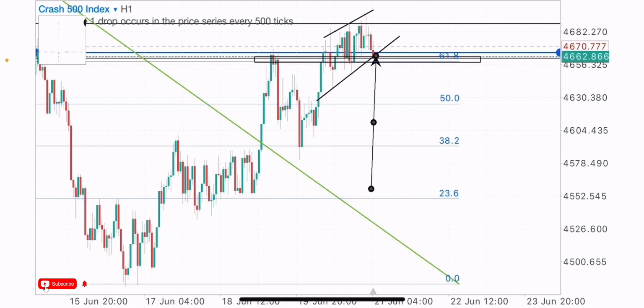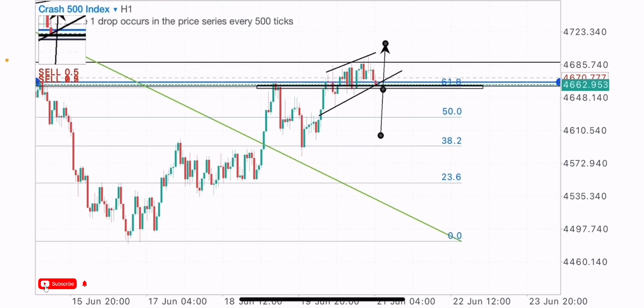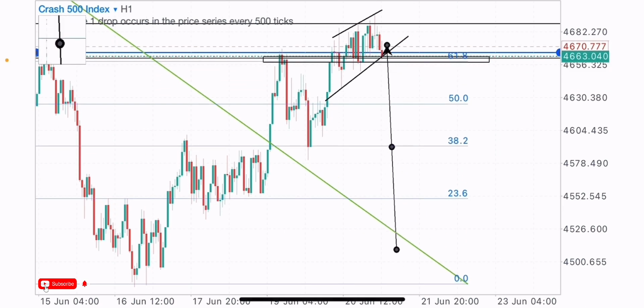Whenever we see an ascending channel, we expect a sell-off to the downside. So I'm expecting a proper sell-off, and it wouldn't look good for the market to give us a move to the upside from this zone. I've seen the market structure, and I am expecting a sell to the downside.